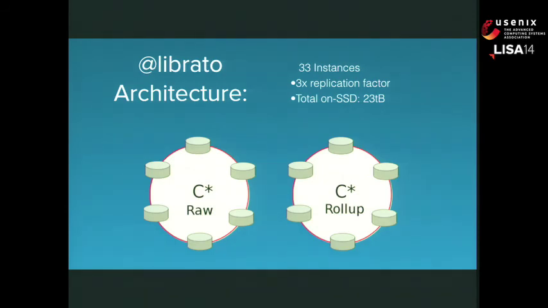They are composed of 33 instances. These are I2 extra larges or thereabouts. Inbound metrics are initially written to our raw ring, so there's a fast write path directly to the raw ring, and then a back-end process basically reads the aging metrics out of raw, consolidates them together, and writes them to the roll-up ring. So you have raw data available for the first however many moments, and then you have consolidated data after that.